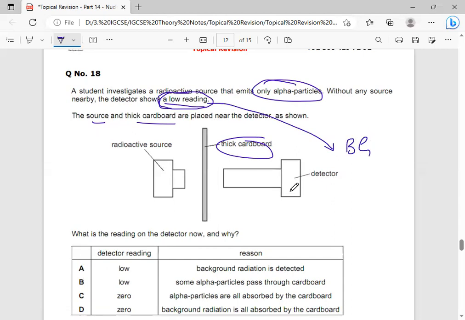So it means that now this reading is related to background reading. Now let's check. Detector reading 0. Even after placing paper, it was already showing a reading, because it is written without any source, which means background radiation. So these two options cannot be possible. Now we will figure out this. Low radiation. Some alpha particles pass through cardboard. Not possible. Alpha particles can be stopped by cardboard. So option A is the correct answer.